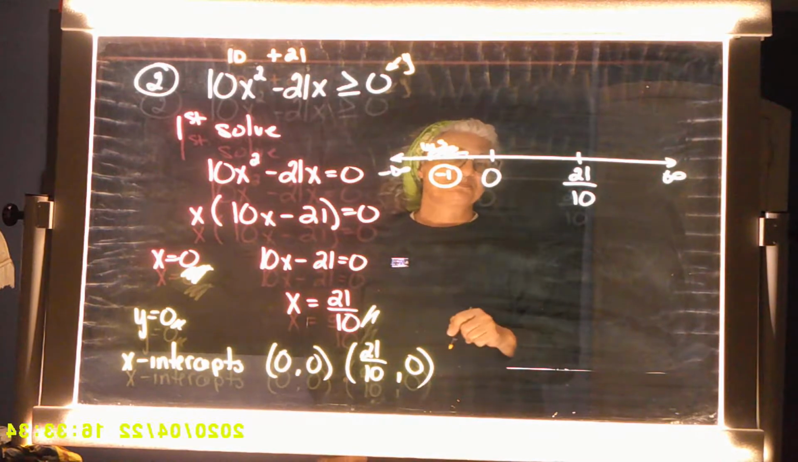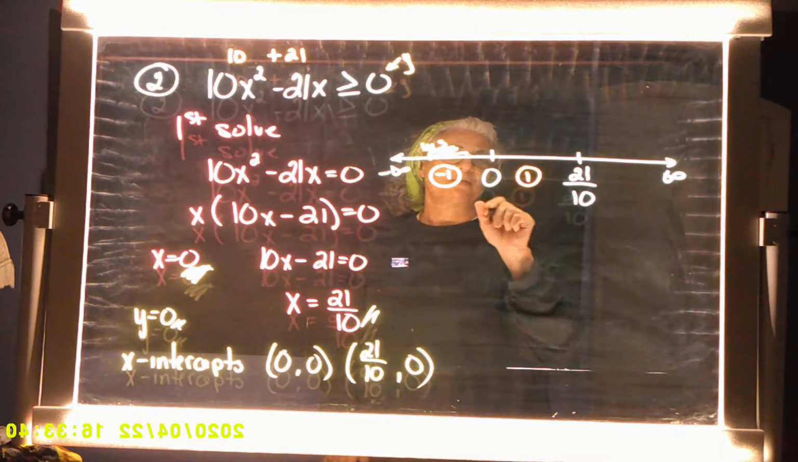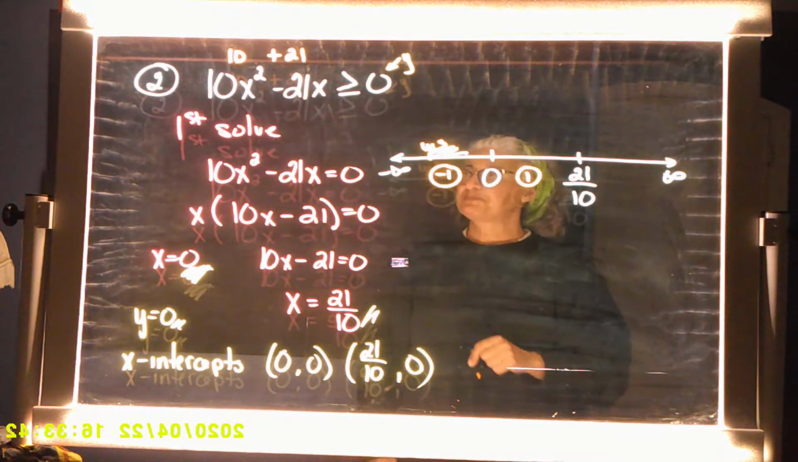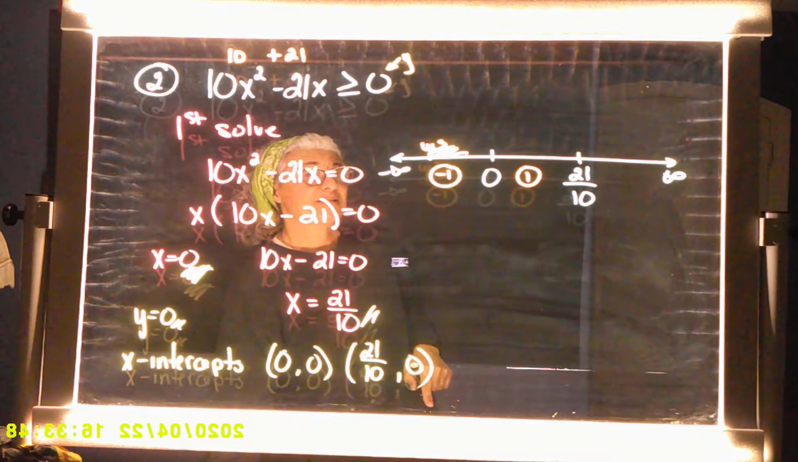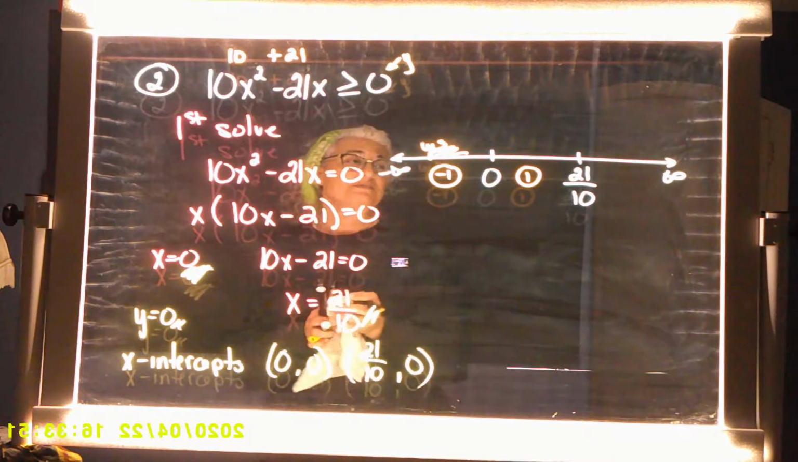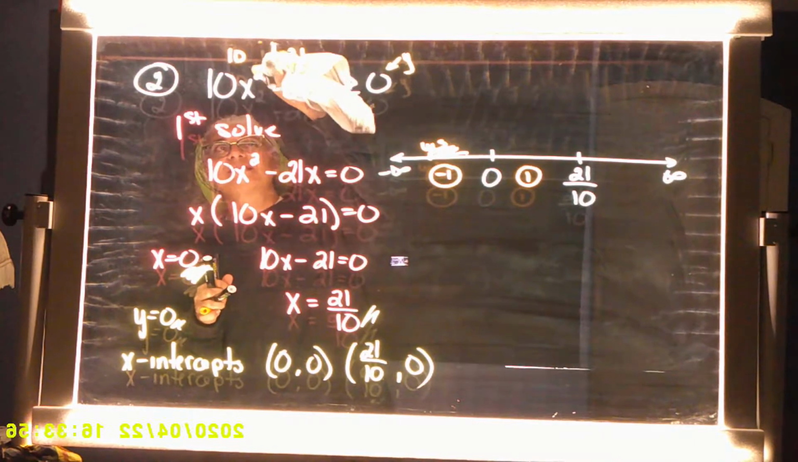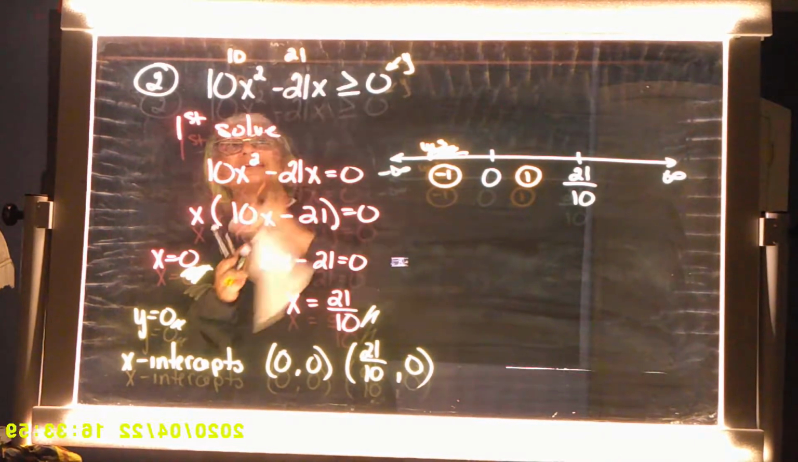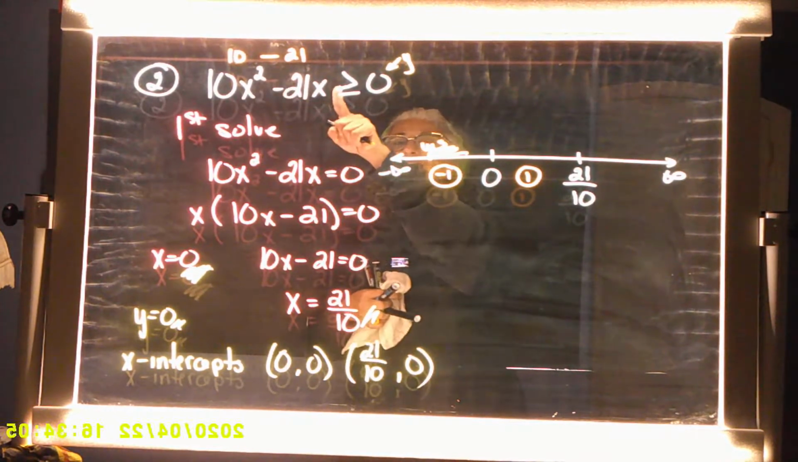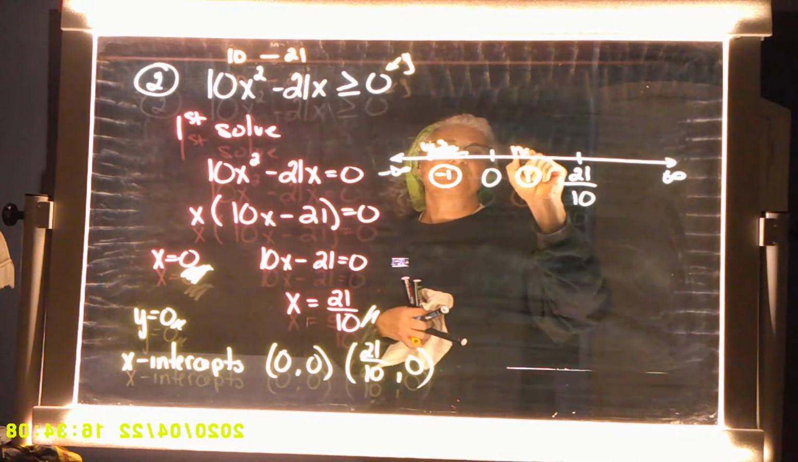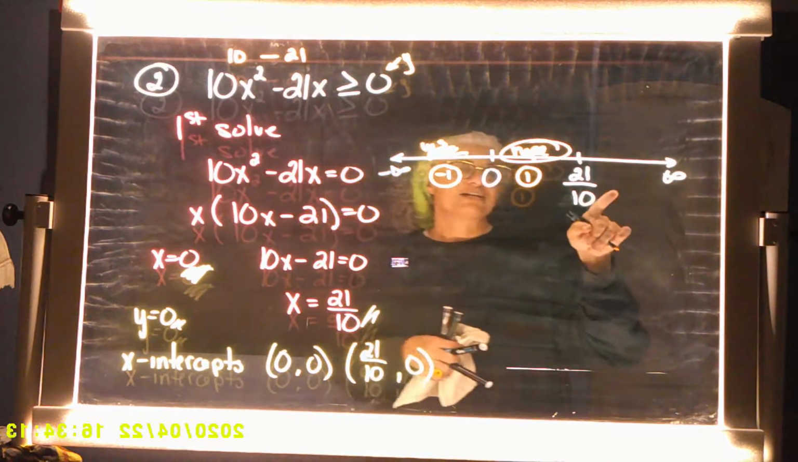The second interval, what? 21 over 10 is a little bit over 2, isn't it? So I think I'll choose the number 1. The number 1 is in between these two numbers. So plug in 1. 1 squared is 1. 1 times 10 is still 10. -21 times a positive 1, that's going to be a -1. 10 minus 21. Is that greater than or equal to 0? Nope. This one is not working for us. That's a definite no.